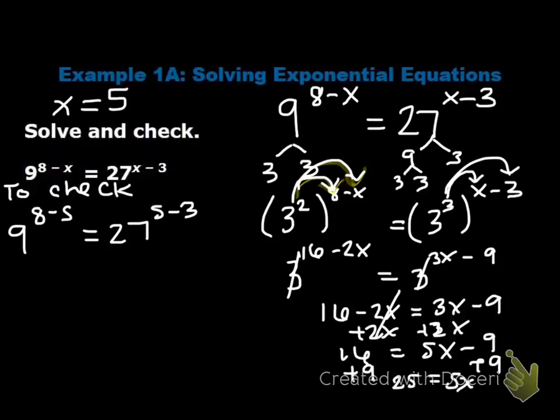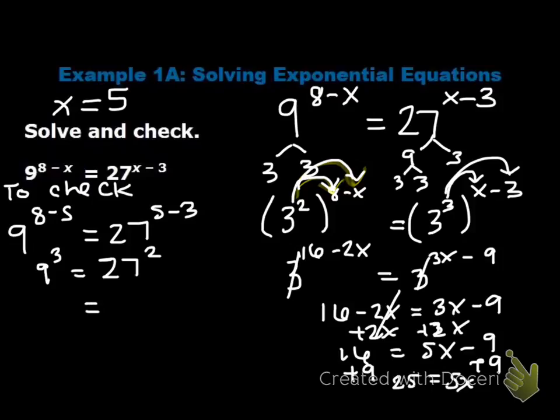What's 8 minus 5? 3. So that's 9 cubed. What's 5 minus 3? 2. Equals 27 squared. So you actually need to figure out what those numbers are. So in the calculators, all of your groups should have one calculator. They probably fell on the floor, but there's one calculator. You're going to do 9 to the third power and figure out what that number is. And let me know when you guys have it.